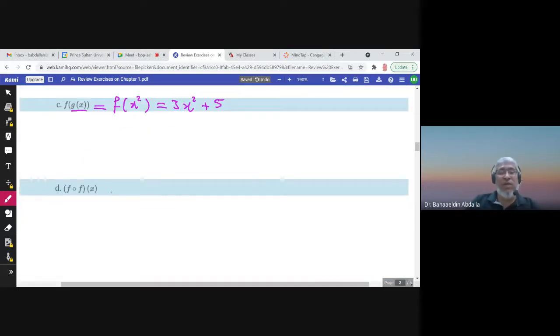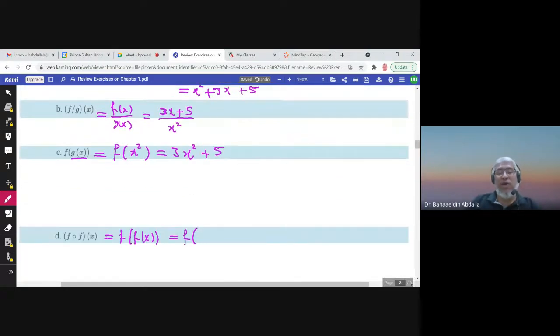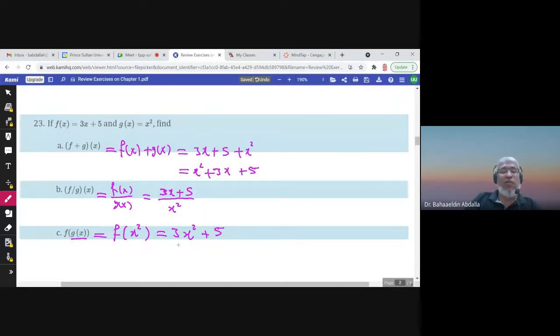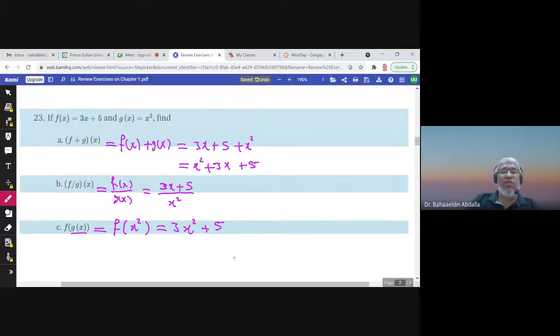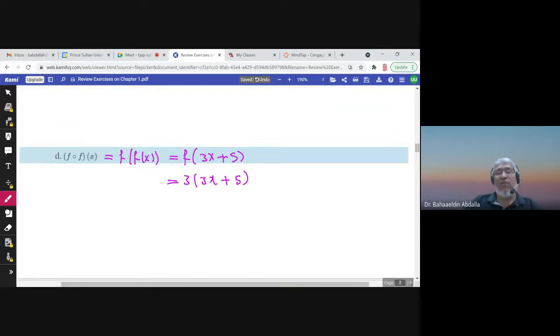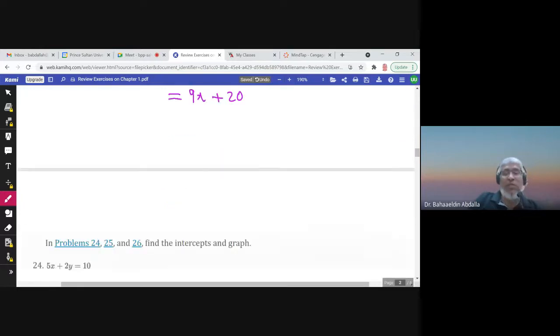f circle f of x, we write f of f of x. Well, the definition of f, 3x plus 5. And now we need to find f of 3x plus 5. So from f of x, we replace each x. So 3 times x. Now this x is replaced by 3x plus 5, and then we add the 5. So f of x is 3x plus 5, and we need to find f of 3x plus 5, so replace x by 3x plus 5. That's it. So this x would be 3x plus 5, and we will have the 3 and 5 as it is. So the answer is 9x plus 3 times 5, 15, and plus 5, that's 20. So the answer of part D is 9x plus 20.